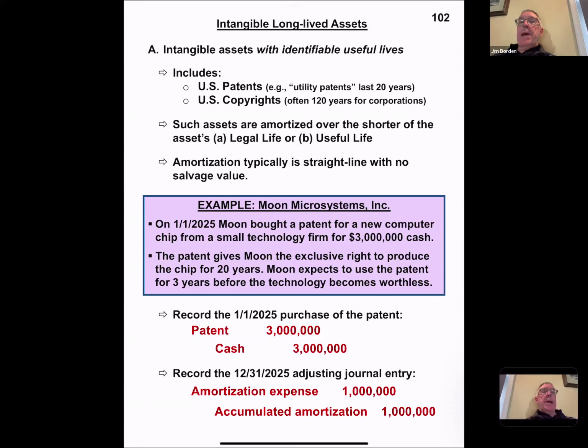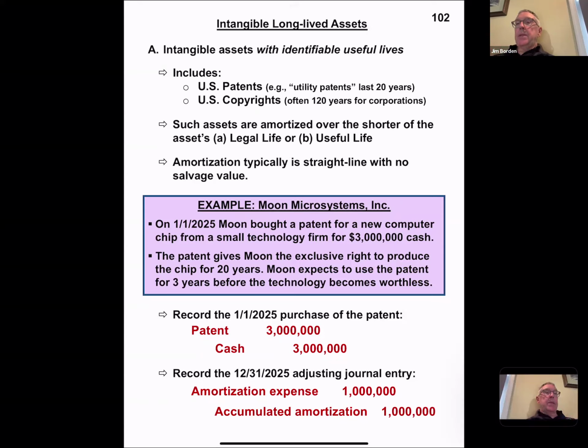So in their books, maybe the patent only is showing at a cost of $100,000. Because again, you can't make up your own value for how much you think your patent is worth when you first achieve that patent. So now we can see the patent was worth much more than 100,000, but so now our company, Moon, will put that patent down as 3 million because that is what we paid for it.